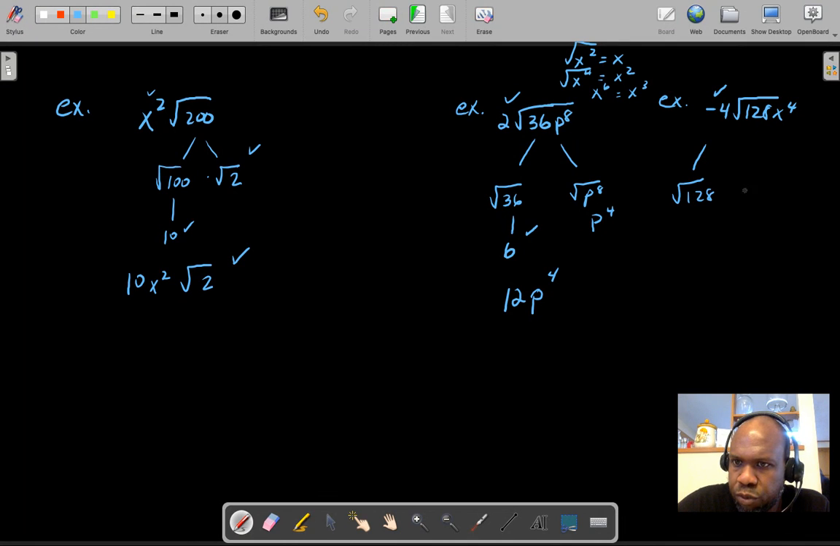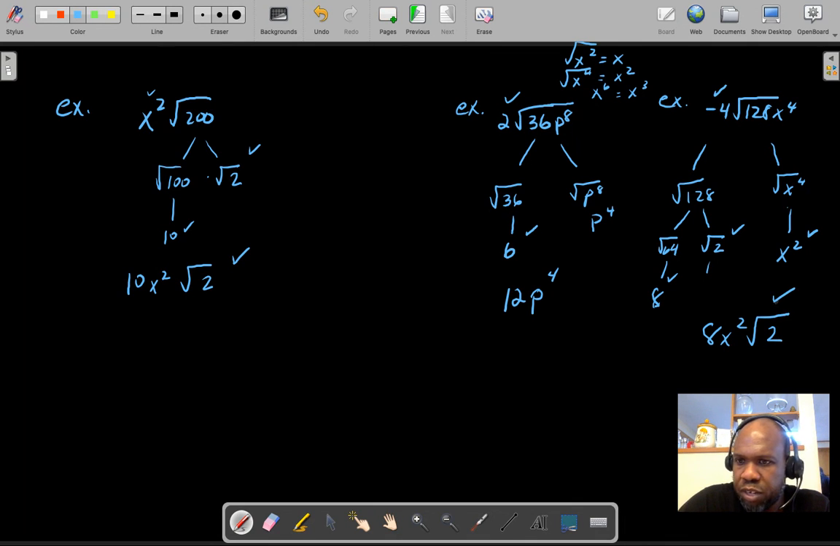We have the square root of 128 times the square root of x to the 4th. Moving that out again, what we said was the square root of x to the 4th equals x squared. So it comes out as x to the 2nd. Now this one becomes, think about it here, 64 times 2. The square root of 64 equals 8, and then we have the square root of 2, that stays where it's at, and we have x squared. So now we combine that together: 8x squared times the square root of 2. And that would be the answer to those questions.